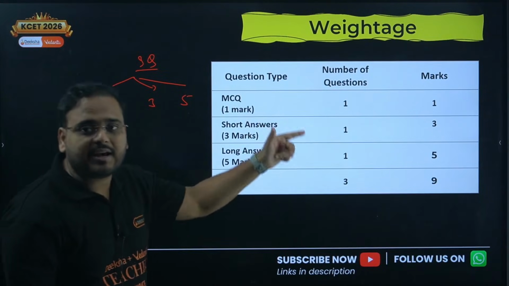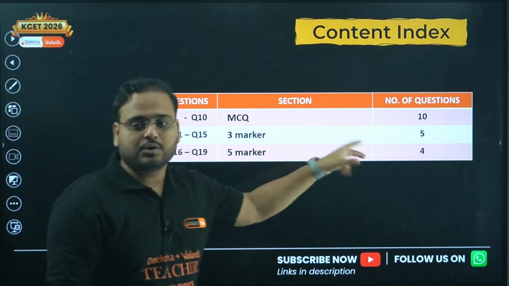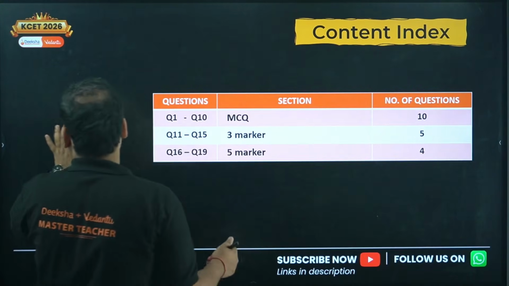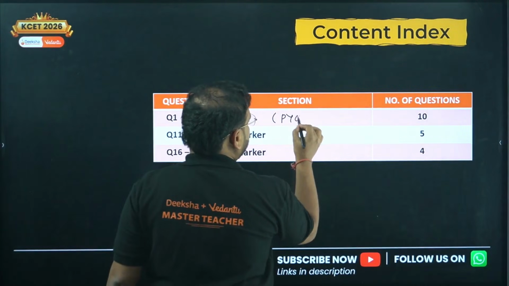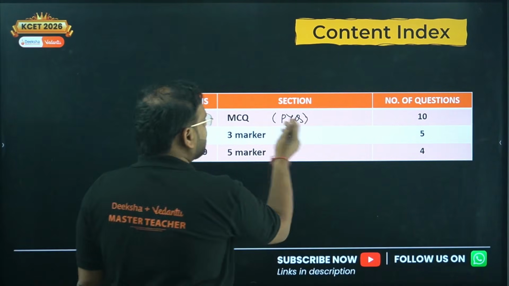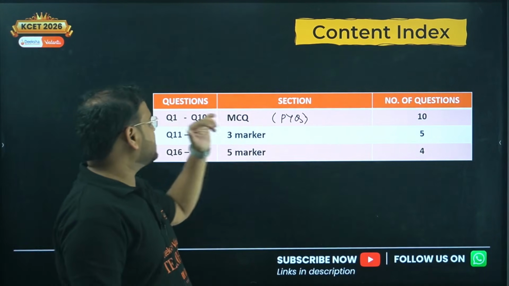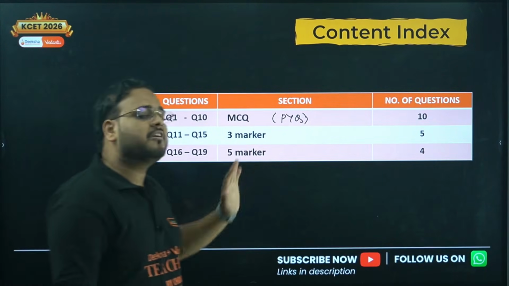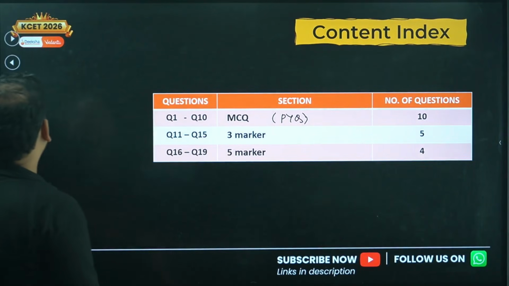The questions that I've taken in our content are of the same category. I've taken the first 10 questions as MCQs. This also consists of your PYQs. I've taken PYQs alongside your question bank problems. So there'll be a PYQ based question and MCQs in all of that. The first 10 questions are MCQs, the next 5 are your 3 marker and the last 4 are your 5 marker from the chapter Matrices. This works out great.